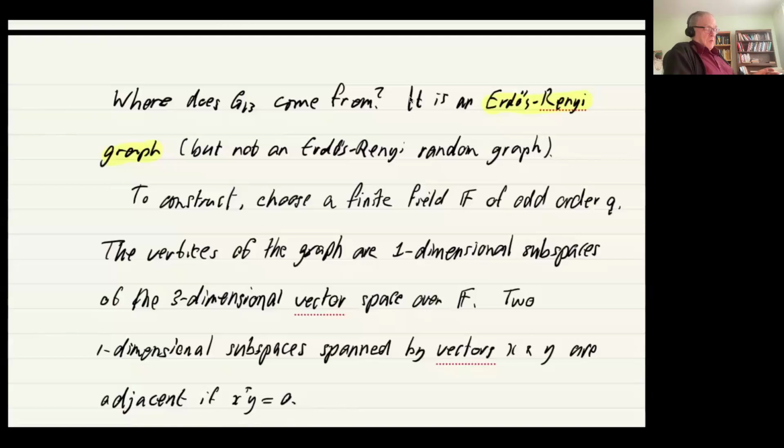So where does it come from? Well, in fact, it's got a name. It's a so-called Erdős-Rényi graph. Now, the point to be careful about here is that if you Google Erdős-Rényi graph, you will get information about the random graph, where you take n vertices and you join a pair of vertices by an edge with probability p. I had a bit of a look yesterday. I didn't spend too long on it, but I went past the first page, and I did not find a reference to this particular graph.